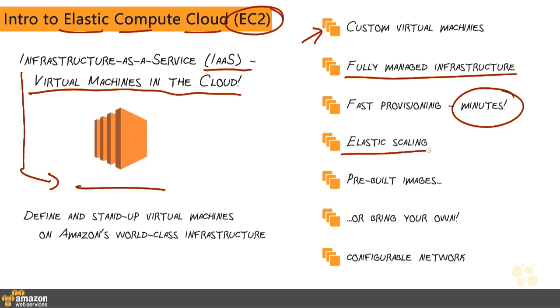You've also got elastic scaling. We talked about this a little bit in another nugget, and you can spin up and spin down virtual machines even dynamically with the auto load balancer as needed to respond to the traffic that changes on your system.